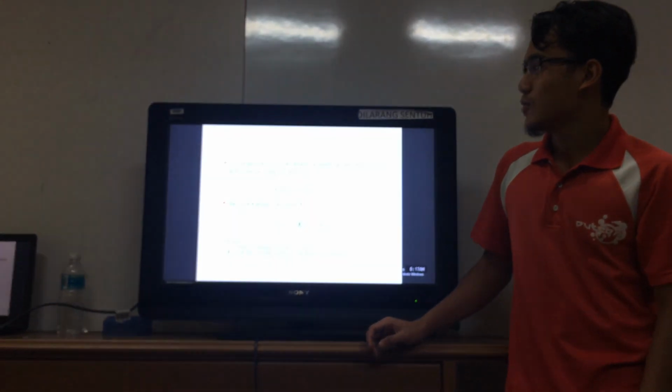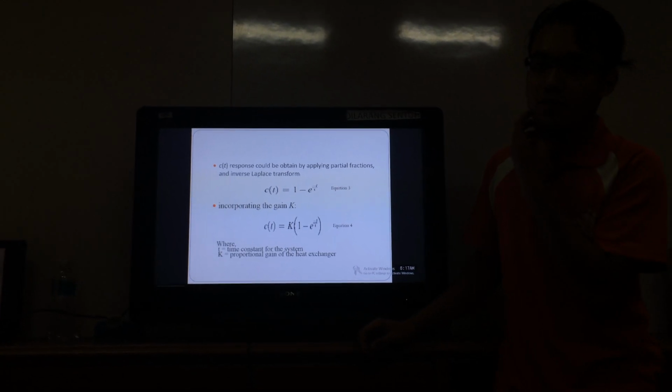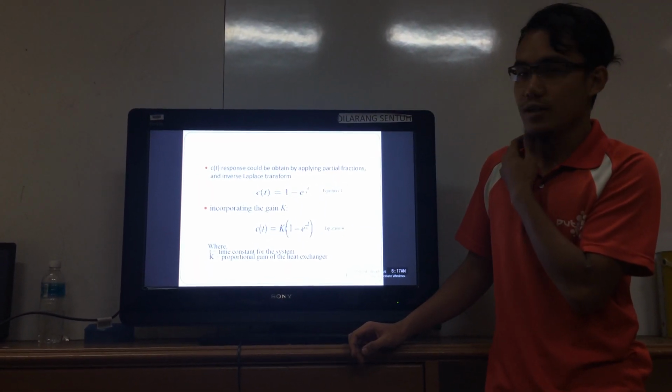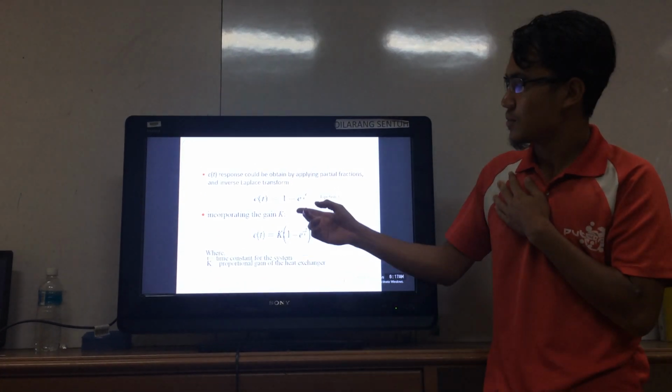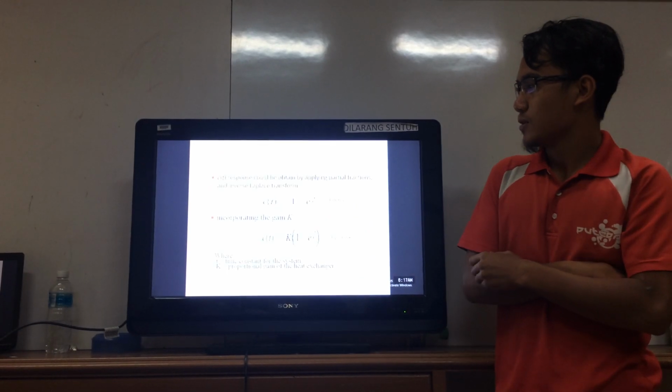The C(t) response will be obtained by applying partial fractions. We need to do the partial fraction on the previous equation, and then take the inverse Laplace transform. Then we get this equation. We name it equation 3.